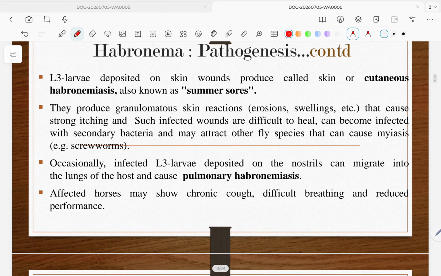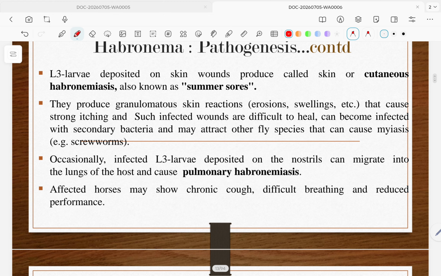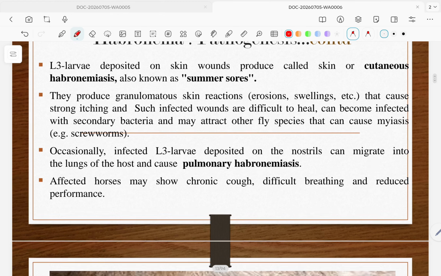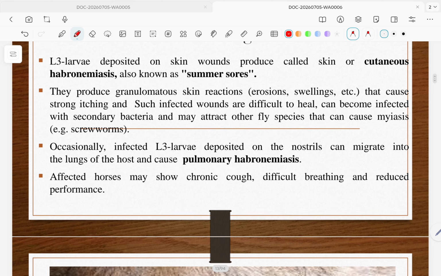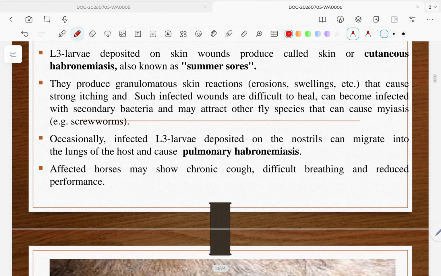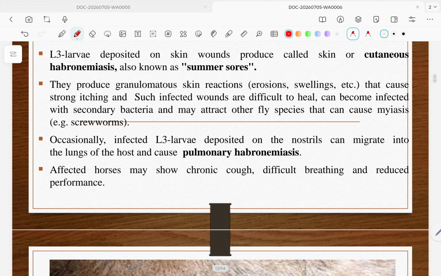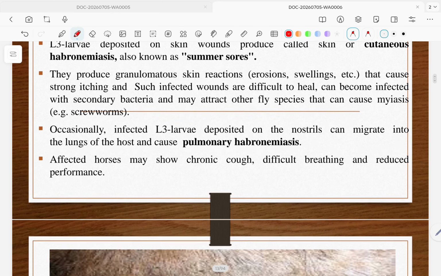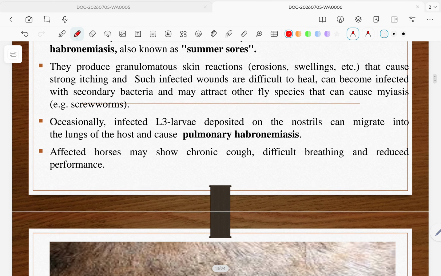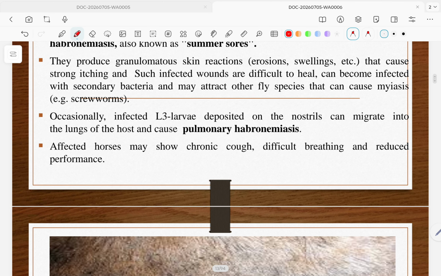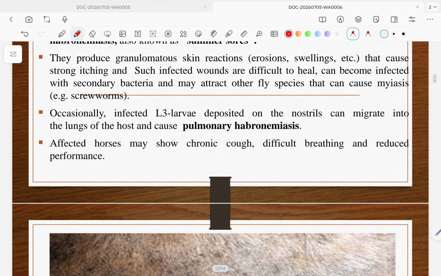They produce a granulomatous skin reaction, erosion, swelling, etc. that cause strong itching. Such infected wounds are difficult to heal, can become infected with secondary bacteria, and may attract other fly species that can cause myiasis, for example screwworm.